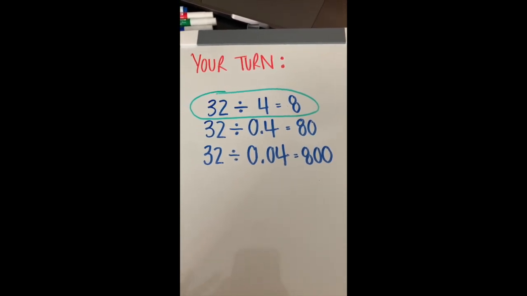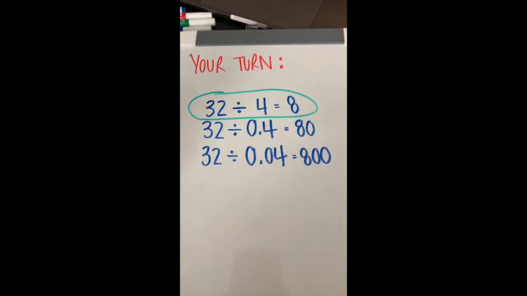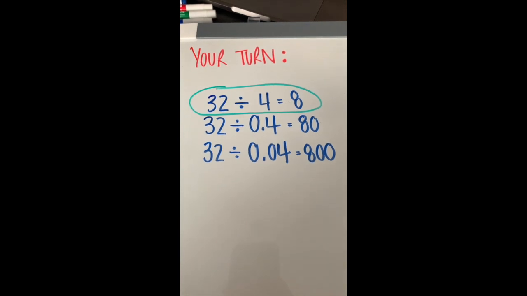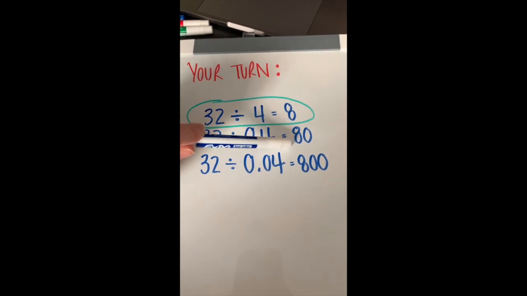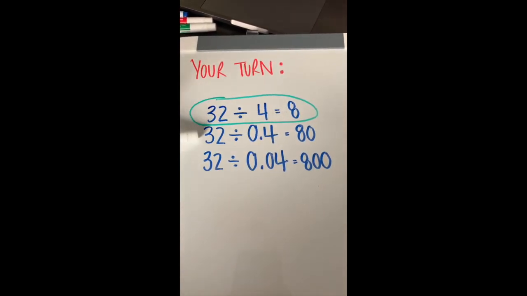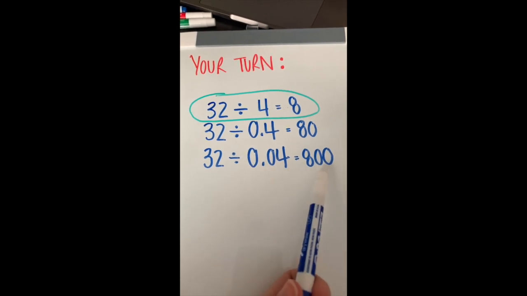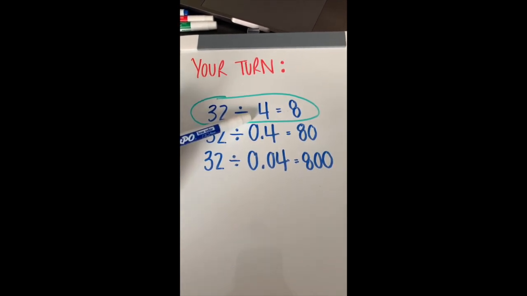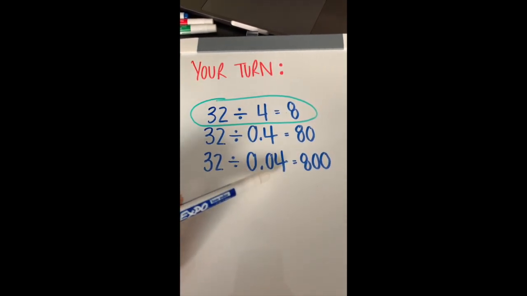So I used 32 divided by 4 equals 8. Change the problem into whole numbers to help me solve these 2 new problems. 32 divided by 4/10 is 80. 4/10 is 10 times smaller than 4, so it's going to take 10 times more 4/10 to fit into 32. 32 divided by 4/100 is 800. 4/100 is 100 times smaller than 4, so it's going to take 100 times more 4/100 to fit into 32.